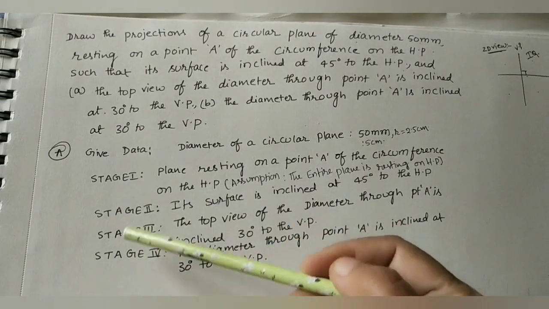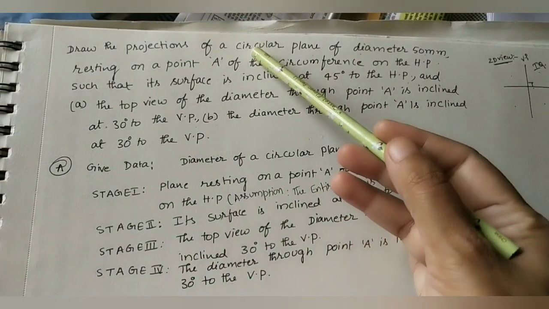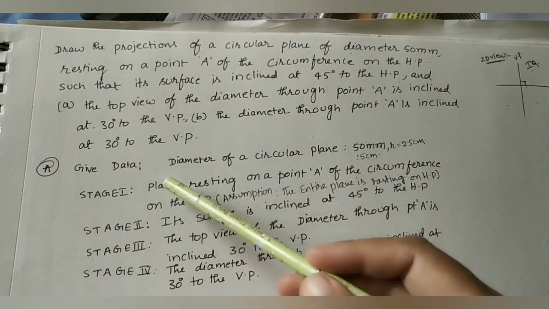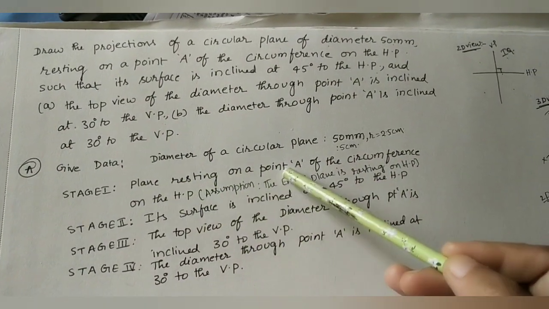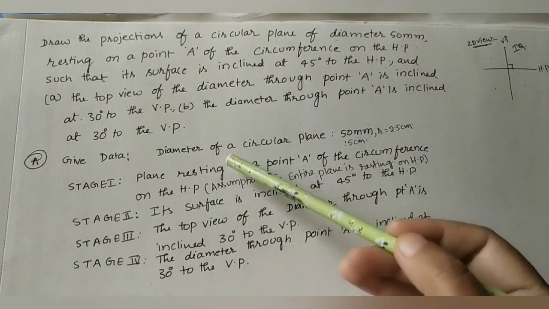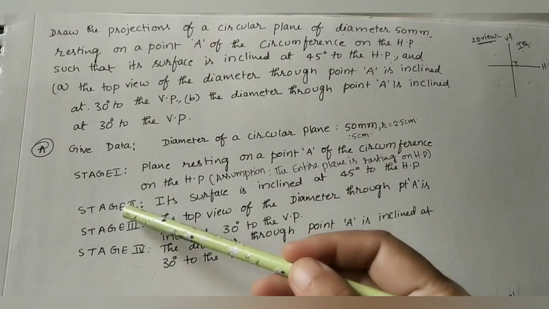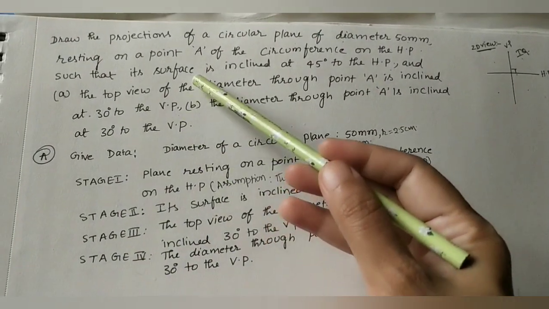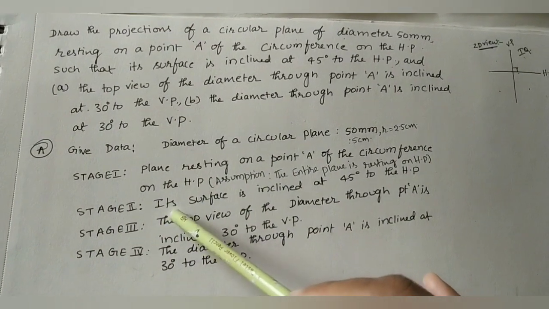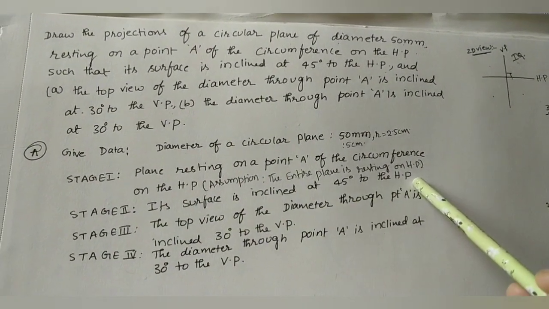Take stage 1, that is the first condition. Here, on the circumference of the circular plane, capital A point is there. It is on the HP. So the same thing I have written here: plane resting on a point, capital A, on the circumference on the HP. The same condition I have written in stage 1. In the second stage, it is given that the surface is inclined at 45 degrees to HP. So the same thing I have written here.